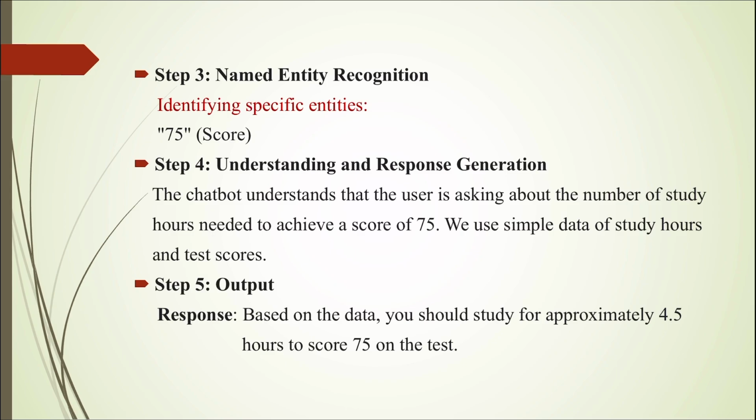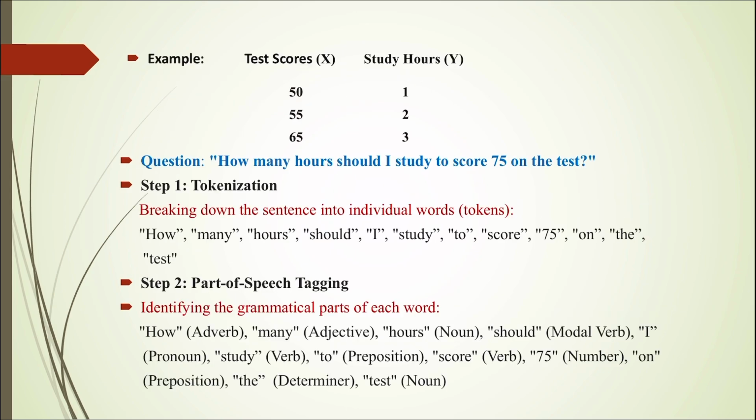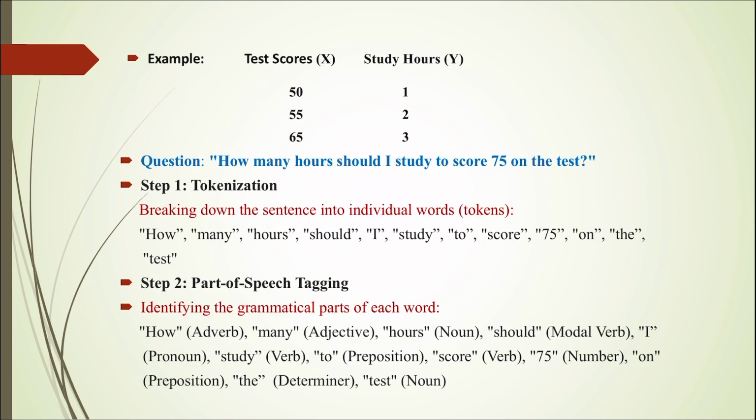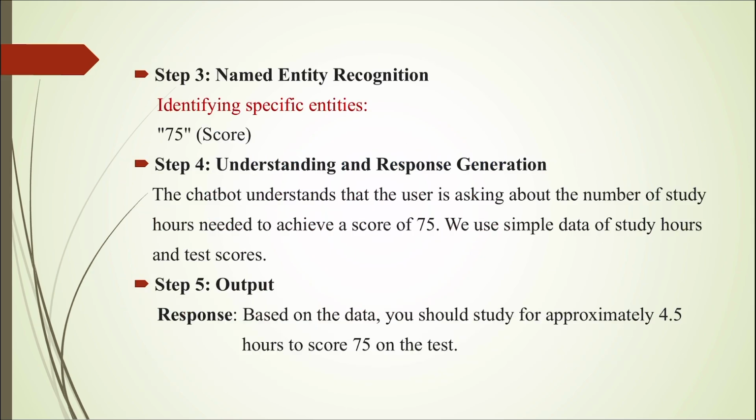The third step is about named entity recognition. So in this third step, the chatbot identifies the specific entity. So the question was, how many hours should I study to score 75 on the test? In this step of named entity recognition, the chatbot picks the number 75. After these three steps of tokenization, part of speech tagging, and named entity recognition, now the chatbot tries to formulate the response.